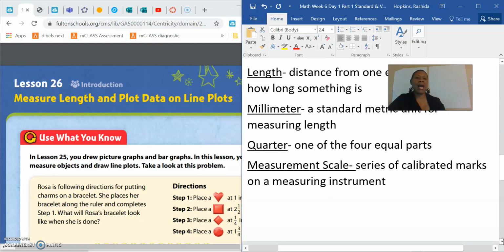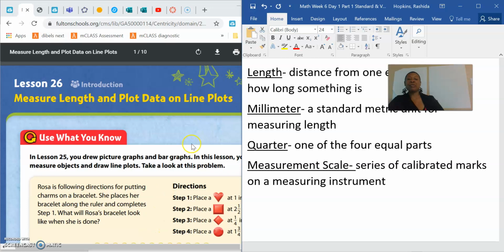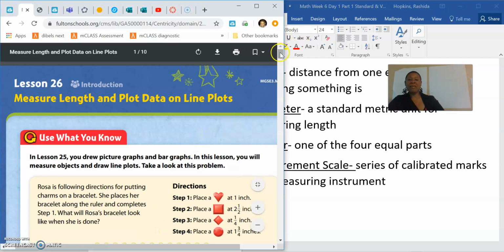We use scale throughout math, but there are 4 different ways to use the scale. Here we're using it as a series of calibrated marks on a measuring instrument. And our instrument in this lesson is going to be a ruler. So, jumping right into lesson 26, measure length and plot data on a line plot.